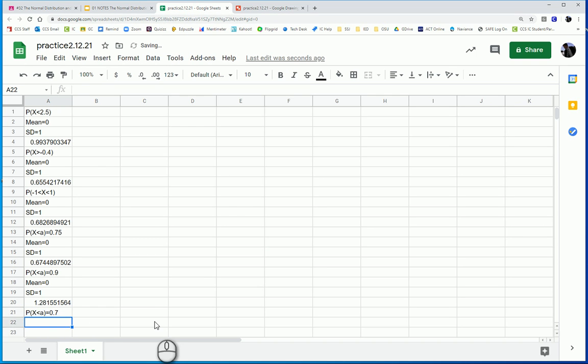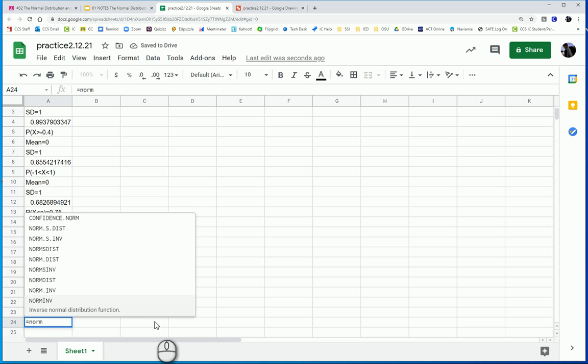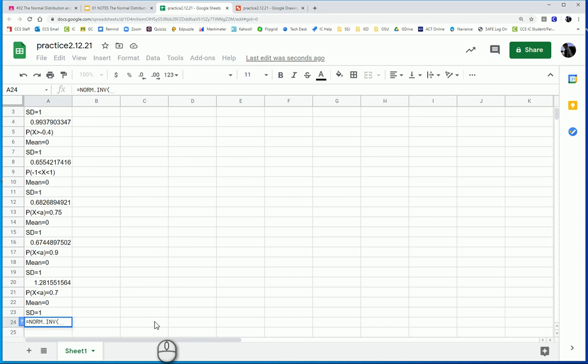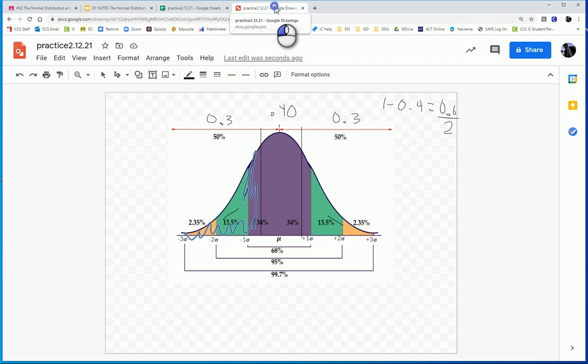Okay, so mean equals 0, standard deviation equals 1, and we want equals NORM.INV of 0.7, comma 0, comma 1. Okay, so the z-score there is 0.52. Then we want the other bound, the probability that x is less than a equals, and now we want to do this one. Well, the probability to the left of that is 0.3.